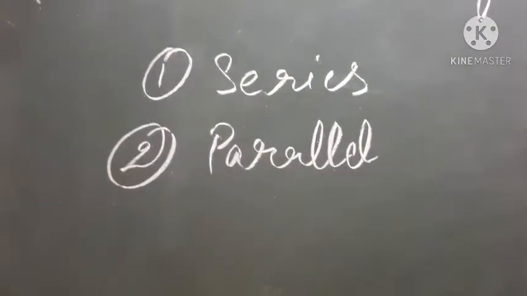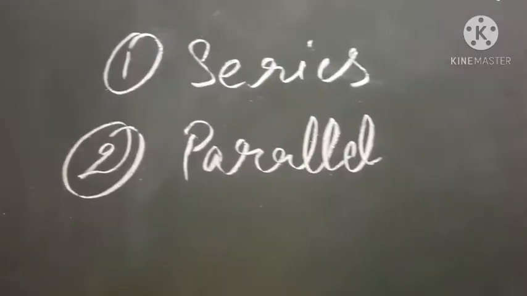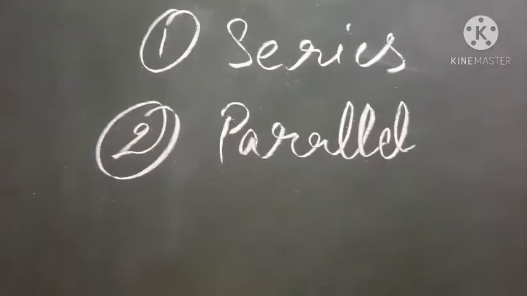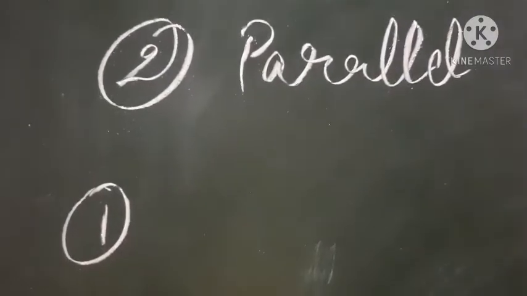So now the question arises, how can we say that resistors are connected in series and how can we say that resistors are connected in parallel? So first of all we will talk about the series combination. So let's erase the parallel first for some time.